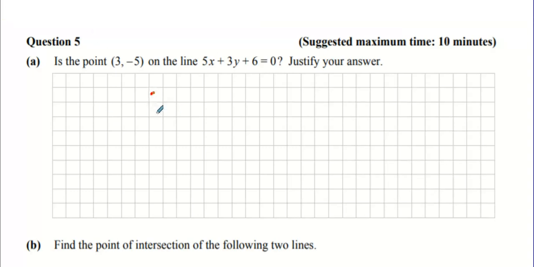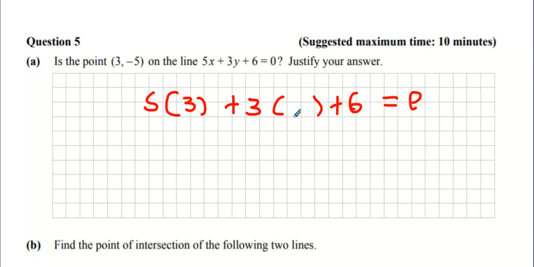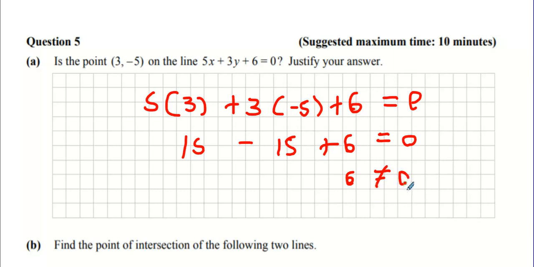Justify your answer. Well, if it's on the line, it will balance the equation when we sub in the x and y values. So that has to happen if it's on the line. We put 3 here, minus 5 here. So we get 15 minus 15 plus 6 equals 0. And then when you put that together, 6 does not equal 0. So therefore, it is not on the line. Not on the line.